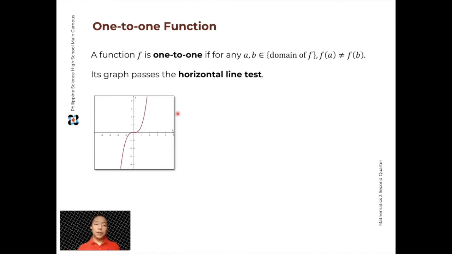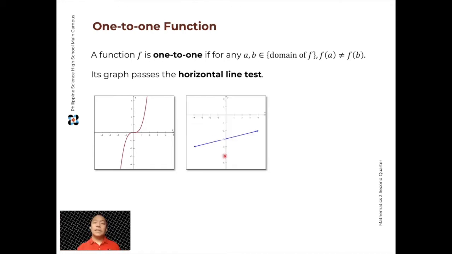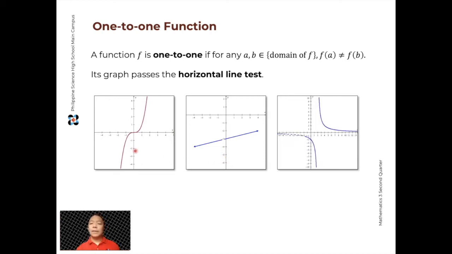one-to-one function. This is a one-to-one function, it's linear, this is cubic, and this is a rational function na maybe f of x equals 1 over x minus 2. This is also a one-to-one function. Kasi if you notice, it will pass the horizontal line test, well, as well as the vertical line test.